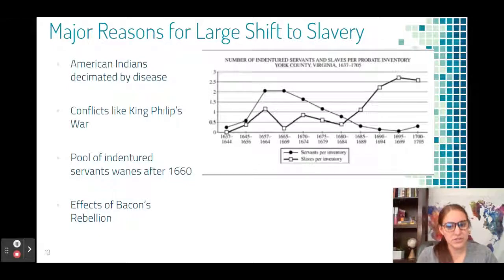The pool of indentured servants is going to wane after 1660. Part of the reason is going to be because of letters like Richard Frethorne's, letters that come home and describe how awful of an experience it is. Fewer people are going to desire to come to the New World as a result of things like that. And then the effects of Bacon's Rebellion, where planters are going to decide, it's not worth it for us to pay for indentured servants. It is more worth it to purchase enslaved Africans. So for all of these reasons, we see a large shift to slavery.